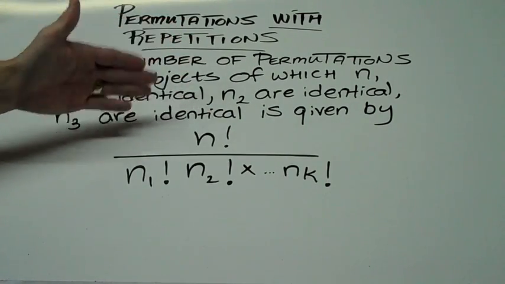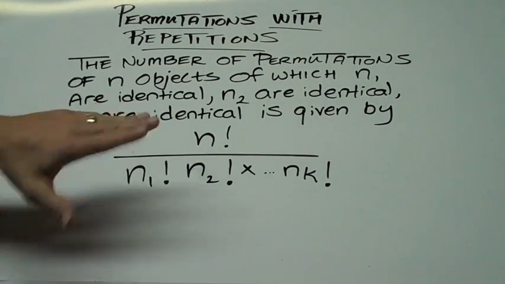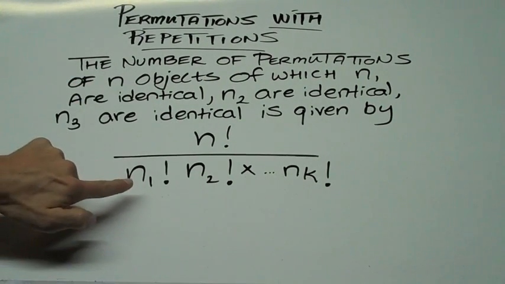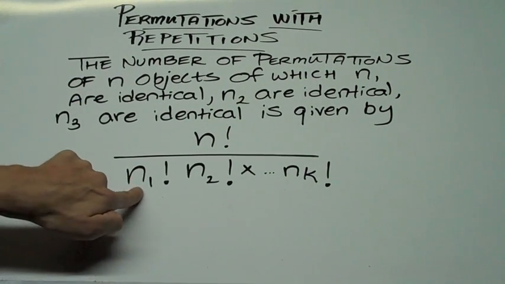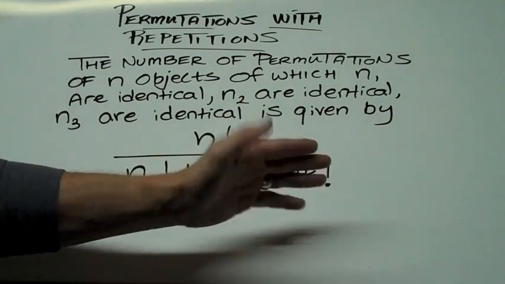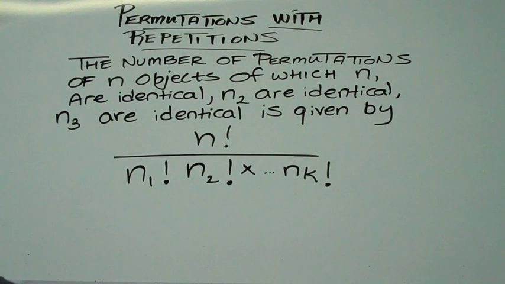which we saw before, divided by, well, when we divide we make the number smaller, so it's going to be less than what we had originally, divided by the number of repetitions factorial, the number of repetitions factorial, all the way out to however many repetitions we have, factorial. This could be confusing. Let's see what this looks like in an example next.